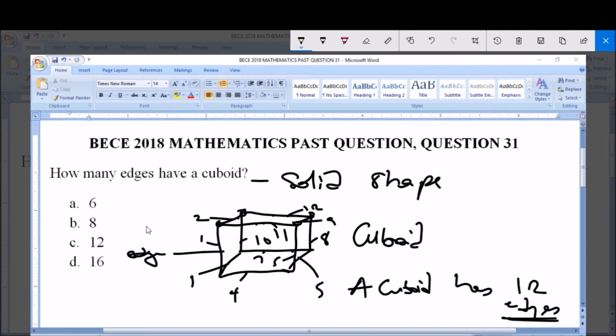Now from the options, option A says 6, which is wrong, B says 8, which is wrong, C says 12, which is correct, and D says 16, which is wrong. So the correct answer to this question is C, 12.